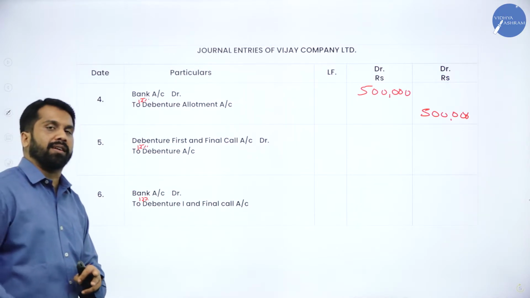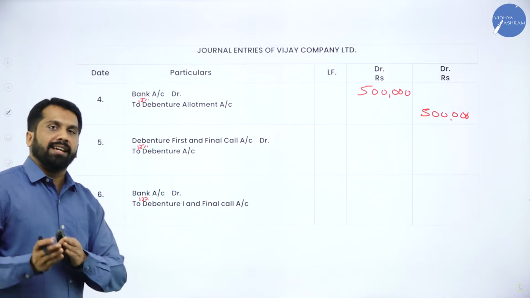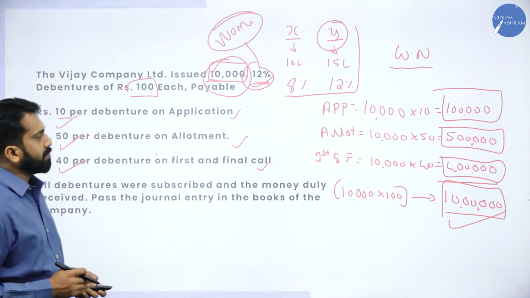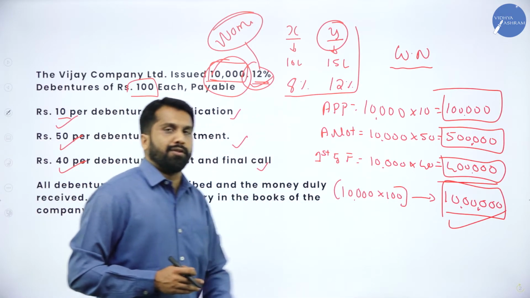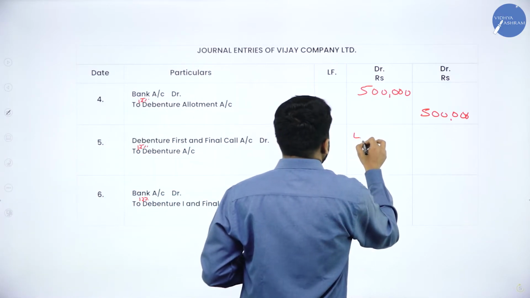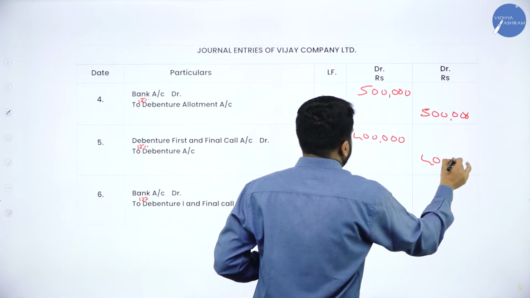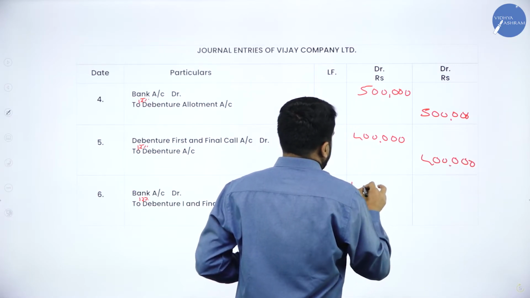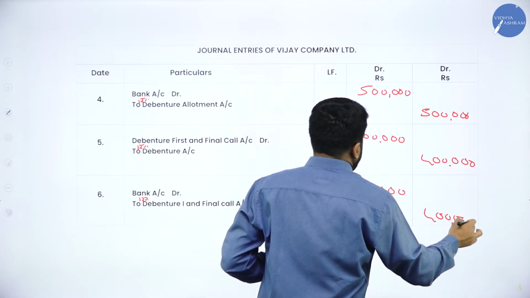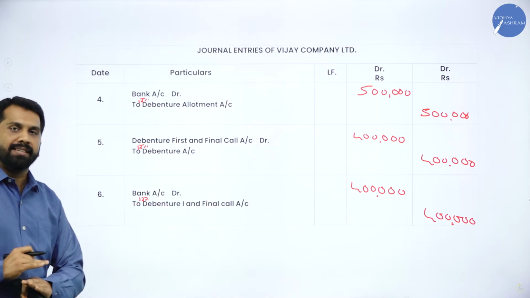What is the next one? First and final call. How much did we calculate? As per our calculation, again I go back. It is how much? 4 lakh. So the calculation will be 4 lakh as well as 4 lakh. So this is very simple. Your 6 marks problem is done.